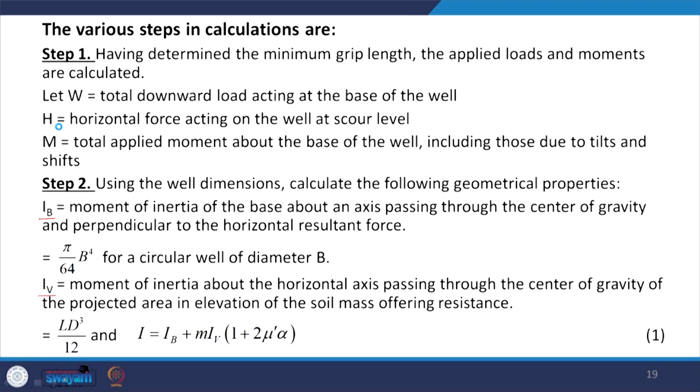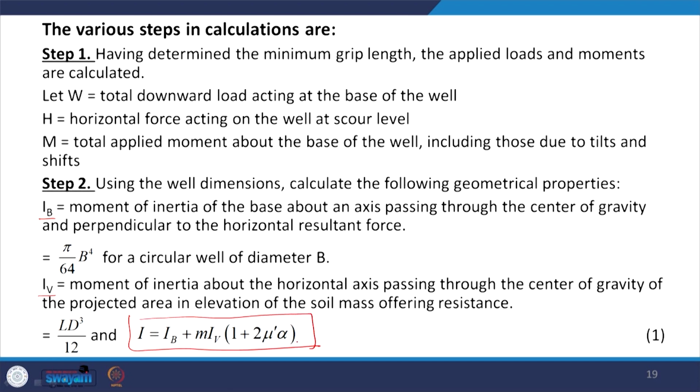So, IB is the moment of inertia of the base about an axis passing through the CG and perpendicular to the horizontal resultant force, and this is given by pi by 64 B to the power 4. IV is the moment of inertia about the horizontal axis. If you draw a horizontal axis passing through the CG and the projected area in elevation of the soil mass offering resistance. So, IB is about the vertical axis and IV is about the horizontal axis, and this is given by L D cube by 12. If we know IB and IV, then I, the moment of inertia, can be calculated from this relation.